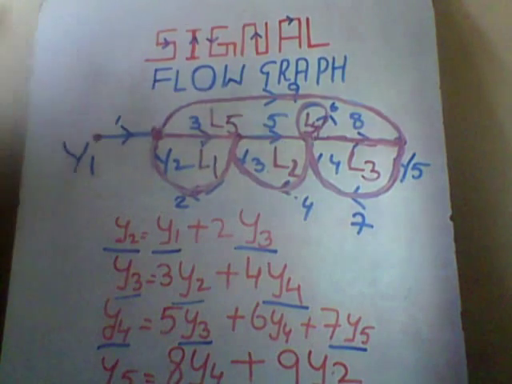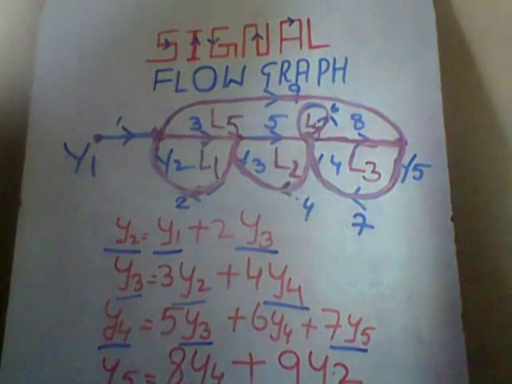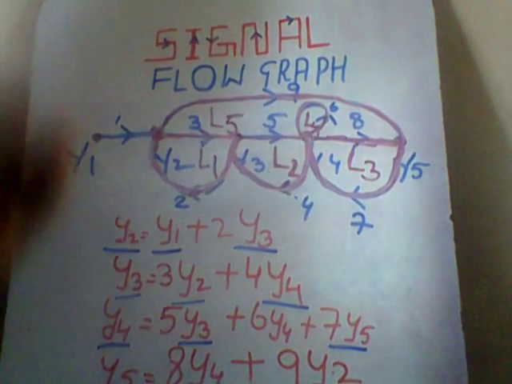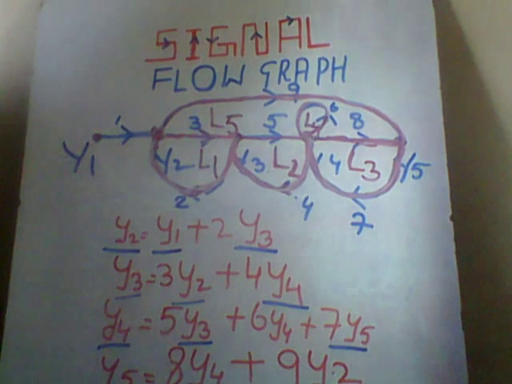So this is the construction of the signal flow graph. In my next lecture, I am going to deliver the lecture on Mason's gain formula and some basic shortcuts to draw the signal flow graph for complicated networks.